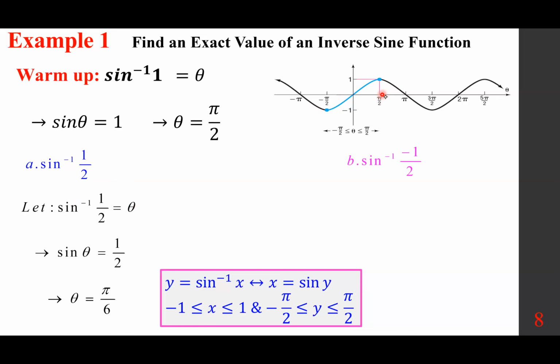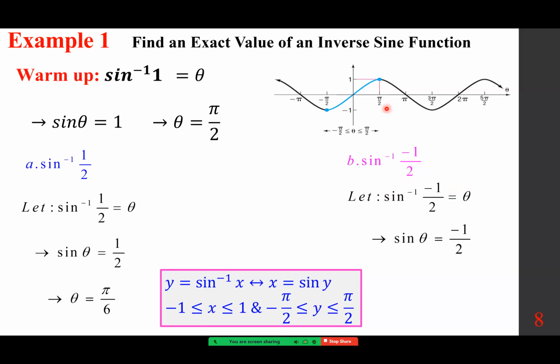Sine inverse of -1/2, again, we set this equal to, let's say, theta. By definition of an inverse function, sine of theta must be -1/2. And again, remember, the restriction is from minus pi over 2 to pi over 2.